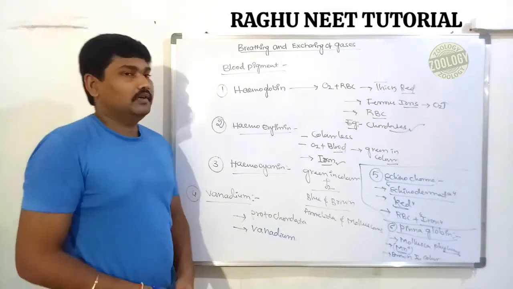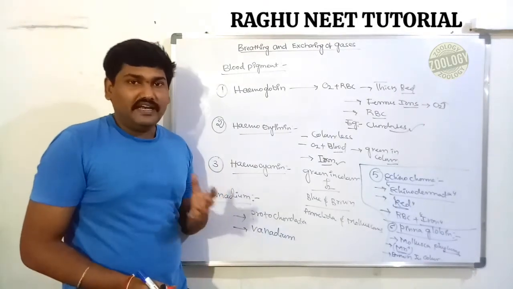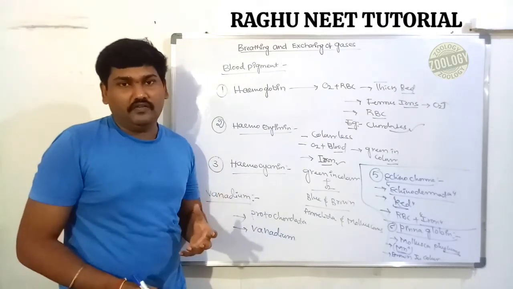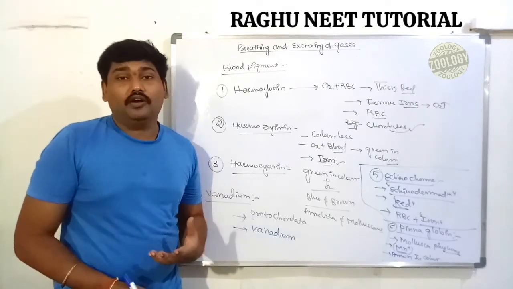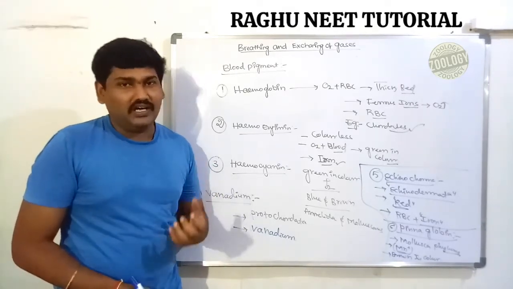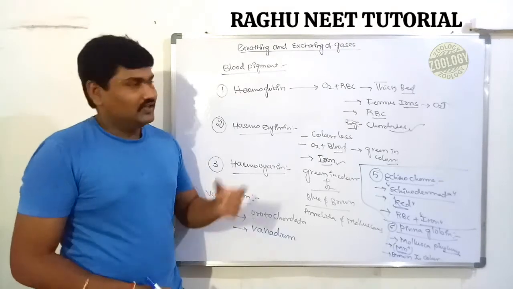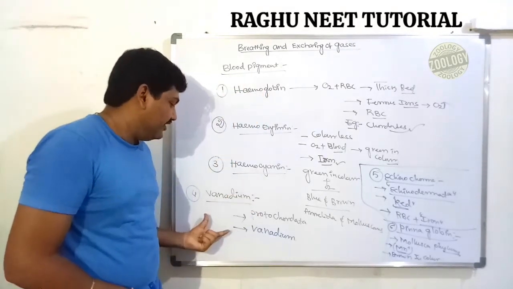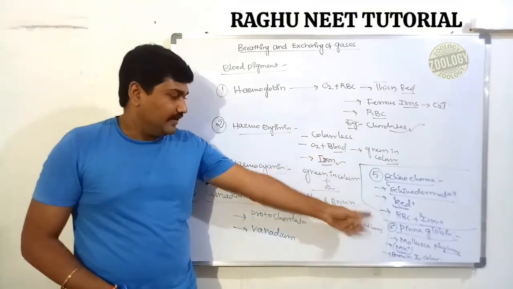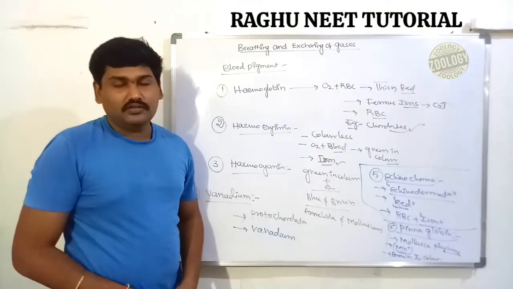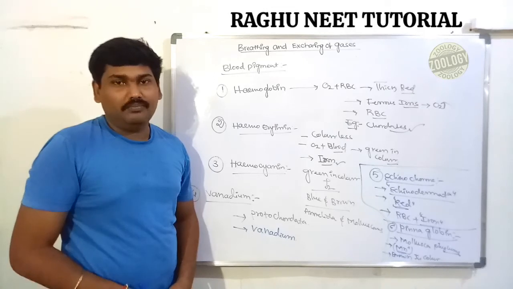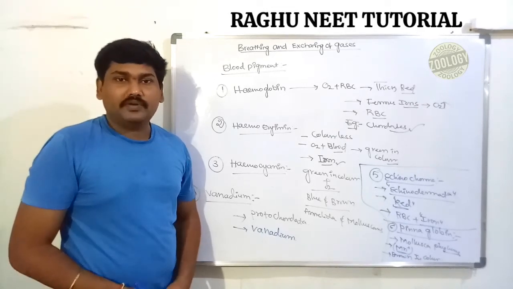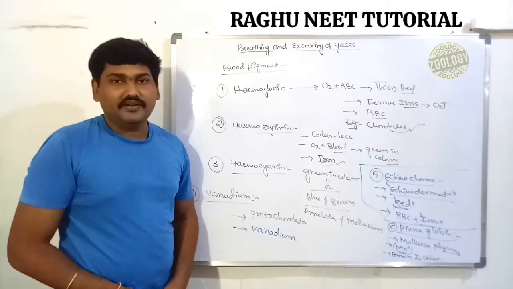So what is that? Blood pigments are essential for transporting of gases, hormones, and food molecules. The pigments are hemoglobin, hemoerythrin, hemocyanin, vanadium, echinochrome and pinnaglobin. So today we discussed the complete detailed information about the respiratory organs and respiratory pigments. Thank you.